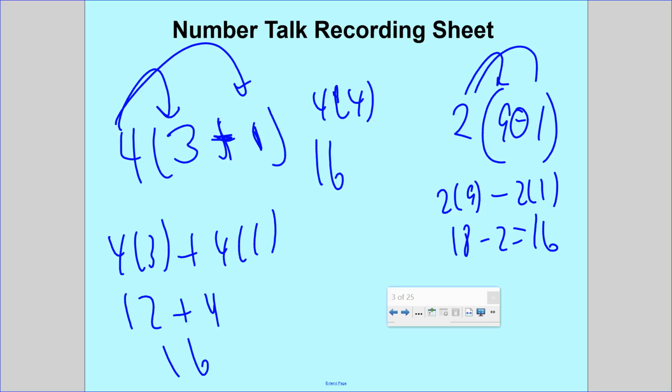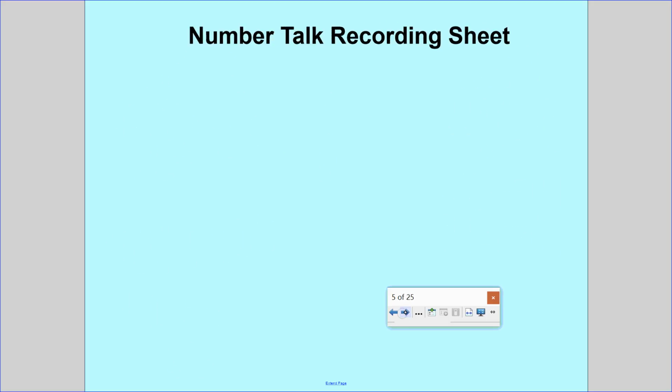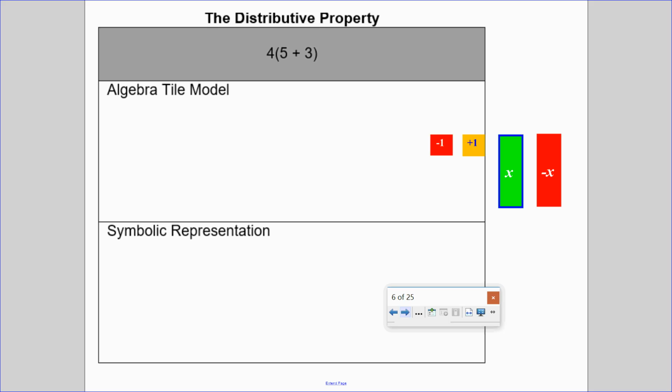So you are going to come up with as many as you can come up with yourself. And you're going to share your responses with your tribe. Then students will walk around the classroom to see if anybody had something different there. So as we continue using distributive property, let's use the algebra tile model, and then we'll use the symbolic representation.